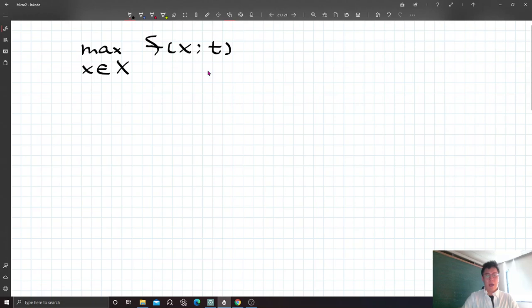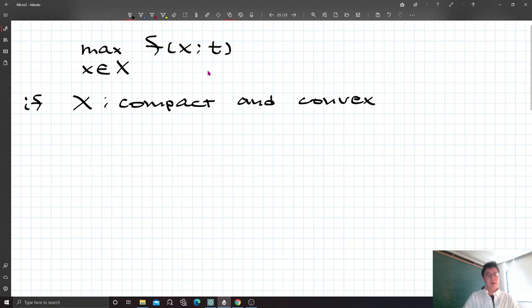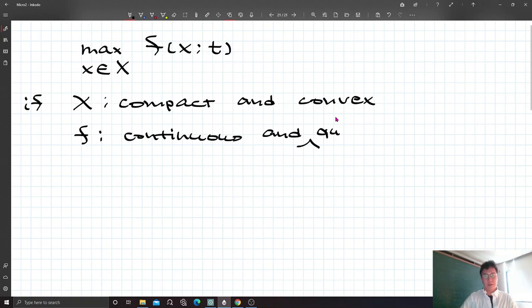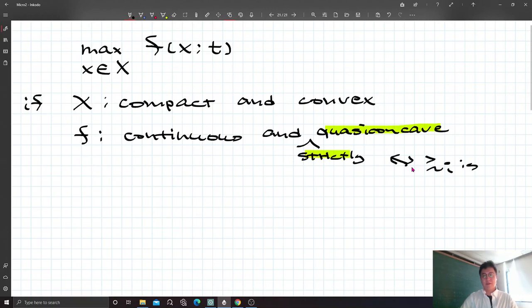And if this set X is compact and convex, then, if the set of possible choices is compact and convex, and the objective function f is continuous and quasi-concave or strictly quasi-concave, so that is equivalent to the preference relation being strictly convex.